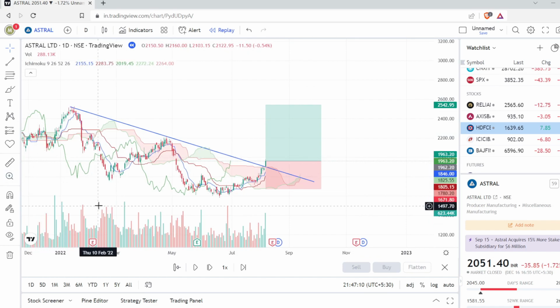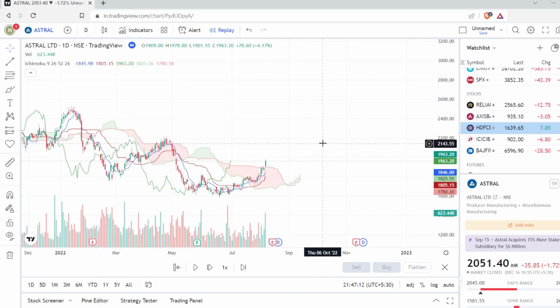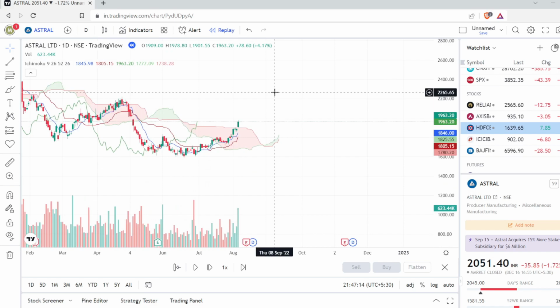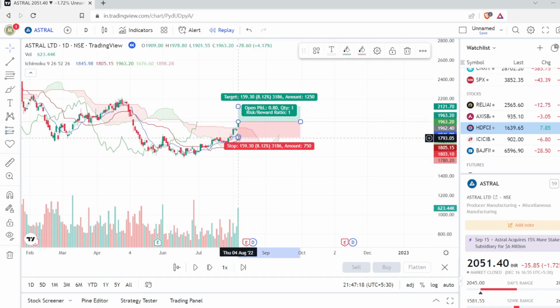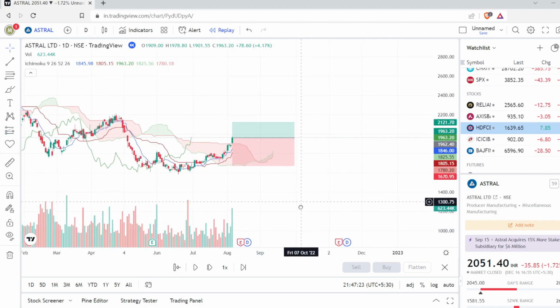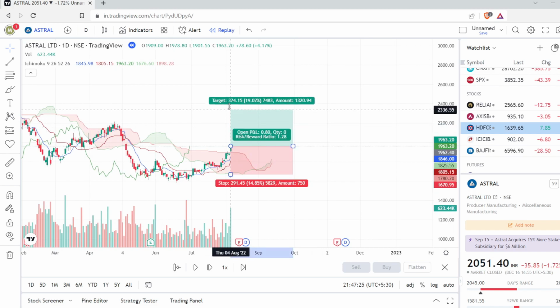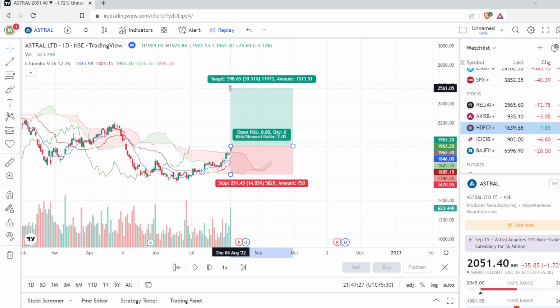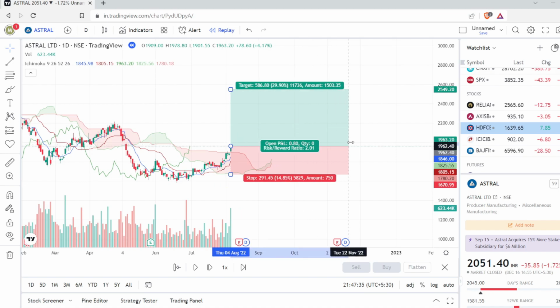So it would have been a good trade. 30% would have not been a very big challenge, as I showed you here. But when you are targeting 30%, please remember it will take time, right? It will take time.